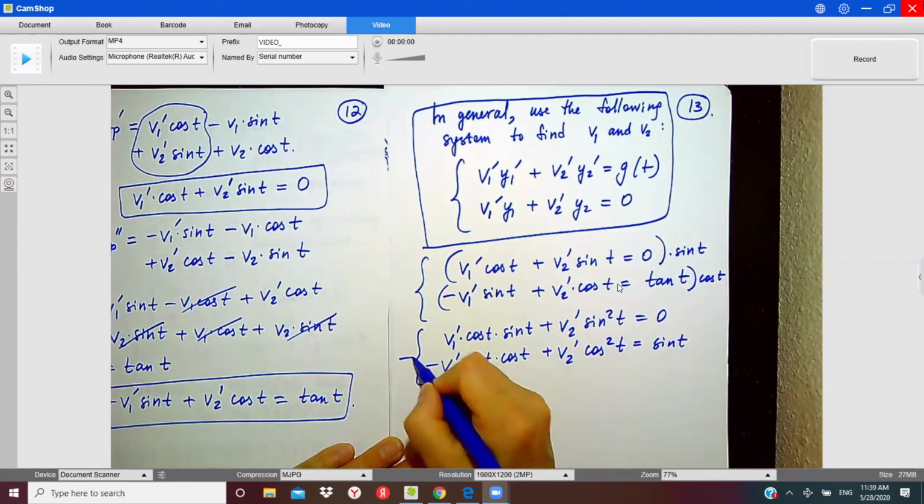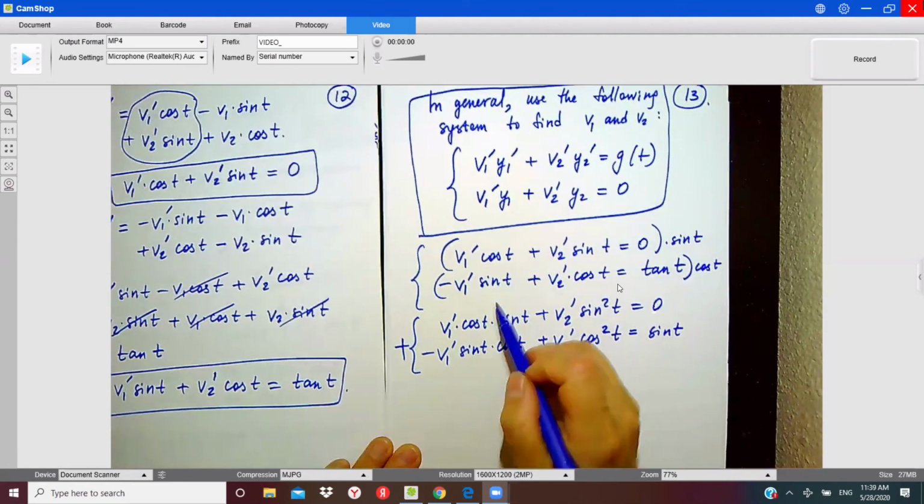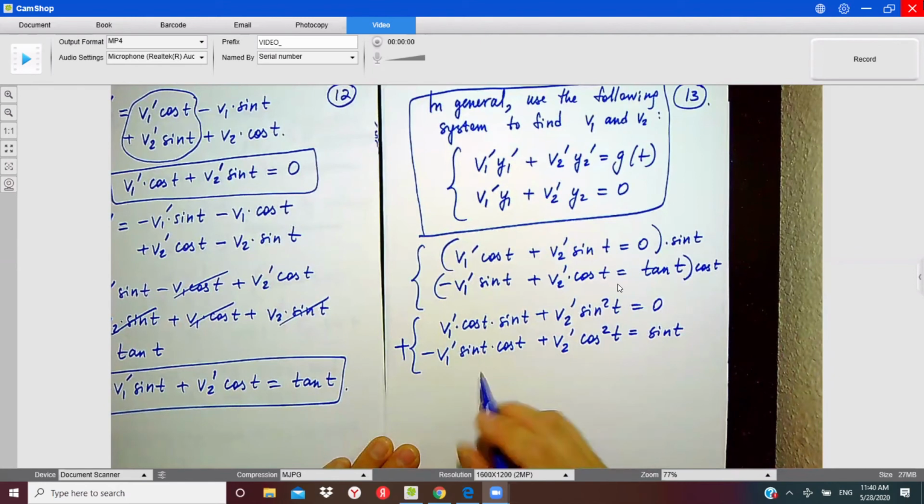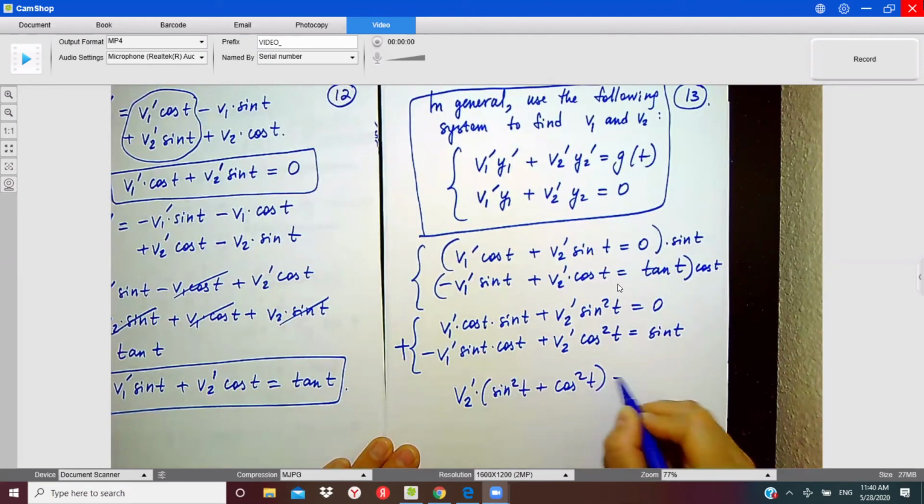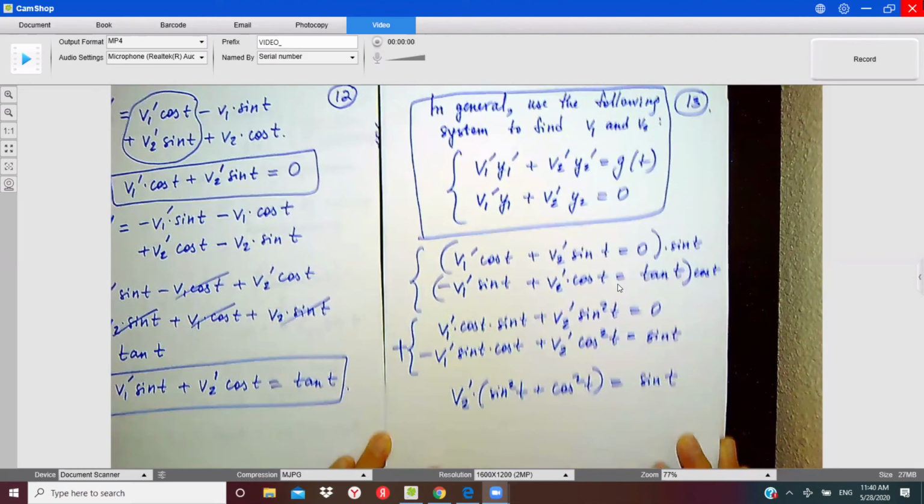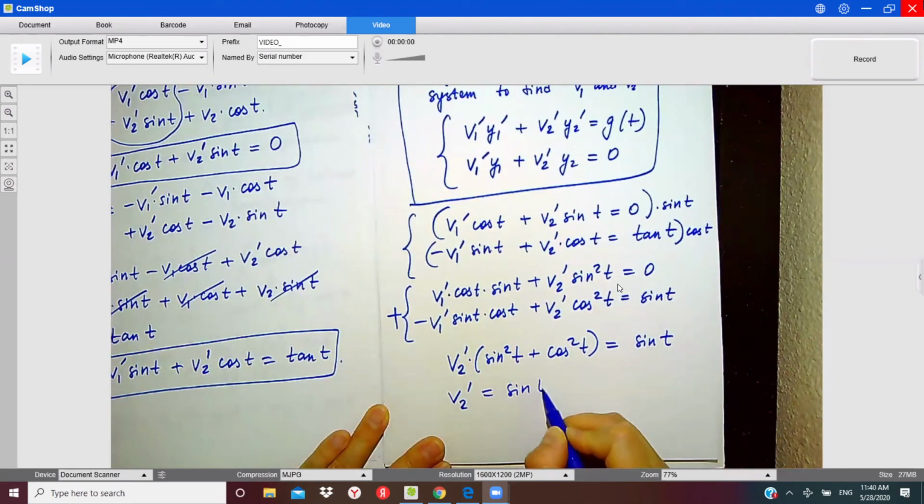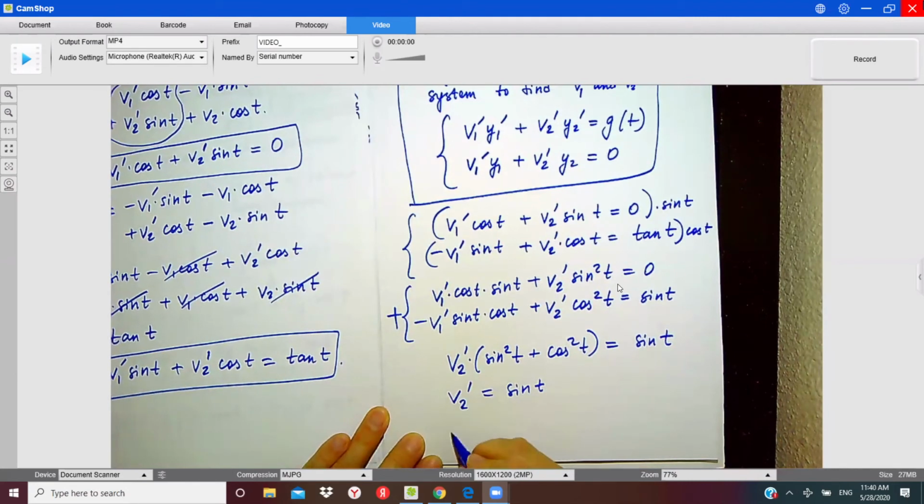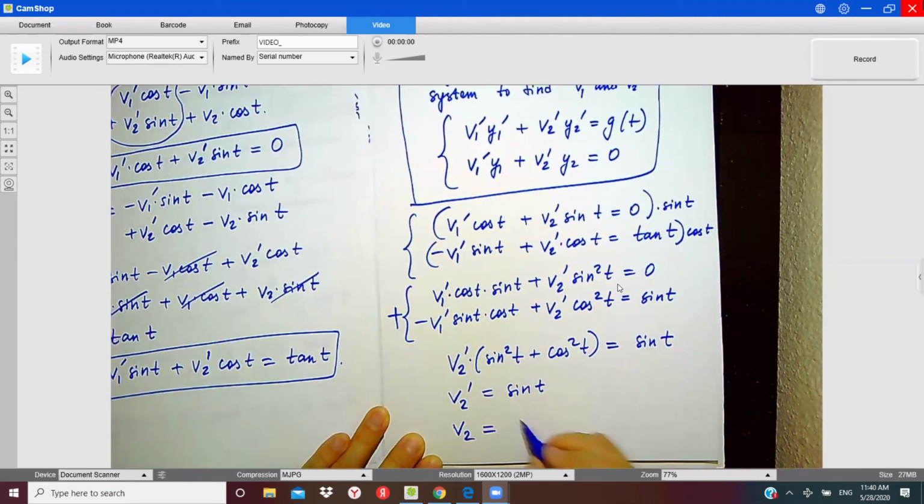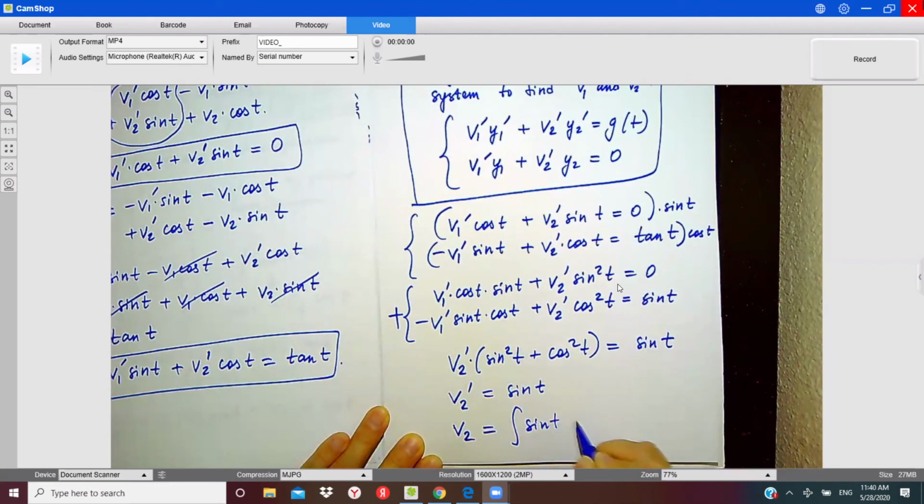Okay. So we add them and cancel these two terms. So we get v sub 2 prime times sine squared of t plus cosine squared of t. And on the right-hand side, we get sine of t. So this is 1 inside parentheses, and we are ready to find v sub 2. So v sub 2 equals integral of sine of t dt. And we have integral of sine is negative cosine of t.